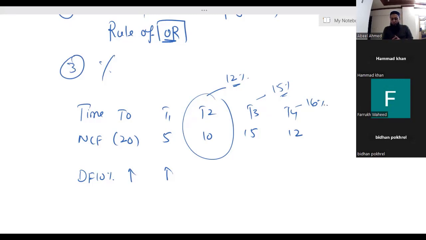IRR cannot use the cost of capital of each year if it is changing. So that is another limitation of IRR. But when it comes to NPV, NPV has no issue at all. Even if the cost of capital is changing every year, NPV does not mind. NPV can be calculated. So you need to know these limitations.